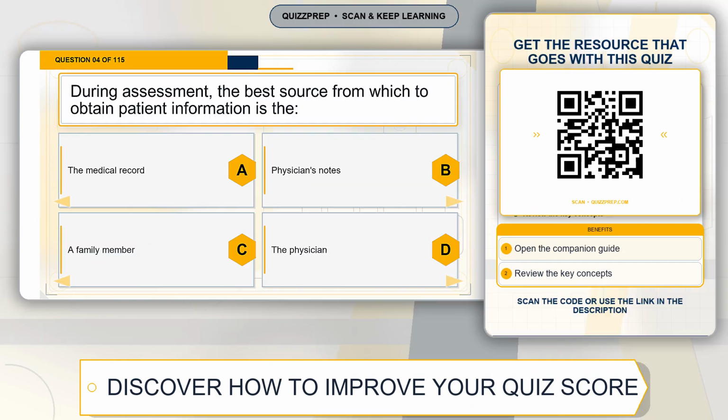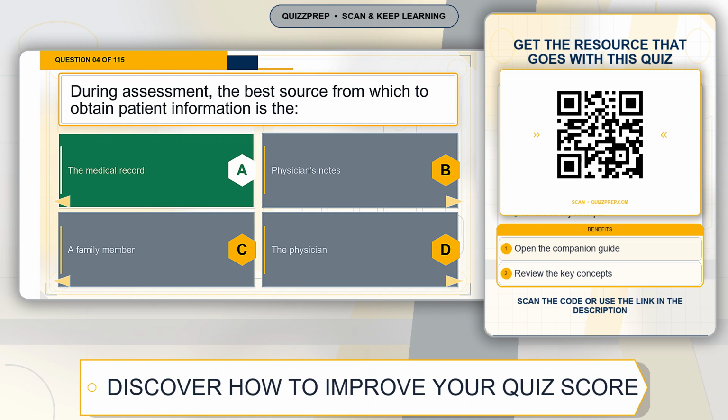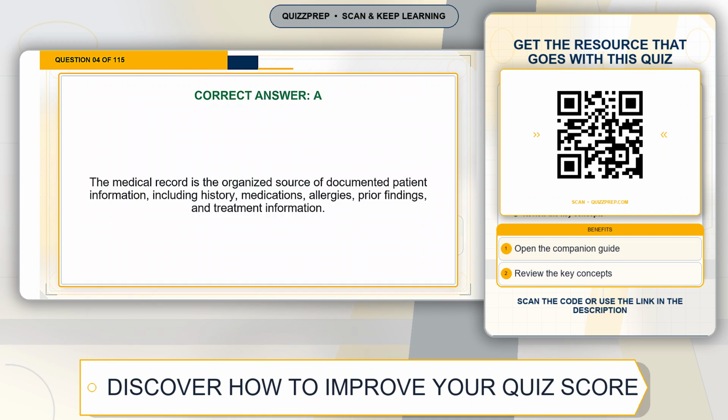Question 4. During assessment, the best source from which to obtain patient information is the: Option A, the medical record. Option B, physician's notes. Option C, a family member. Option D, the physician. The correct answer is option A, the medical record. Explanation. The medical record is the organized source of documented patient information, including history, medications, allergies, prior findings, and treatment information.